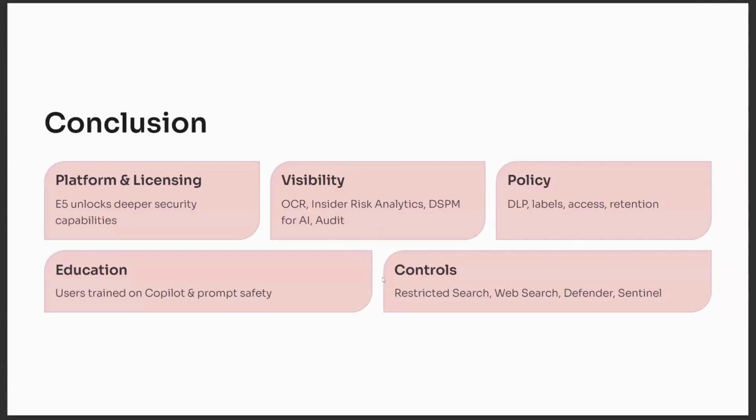So this is the conclusion. These are the platform things we definitely need to put in place. We need to make sure that we have E5, because E5 has most of the licensing and security that we need for this. We also need to ensure we have an Azure pay-as-you-go subscription. And then everything I've discussed, such as visibility, policy, education, and controls, also needs to come into play here, just to make sure that we are successfully deploying Copilot without compromising data or information.